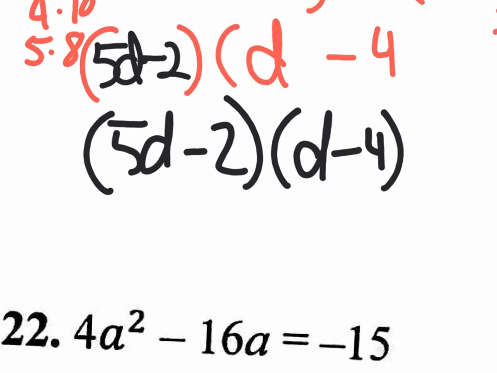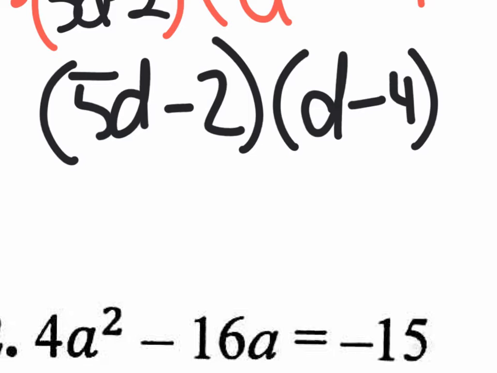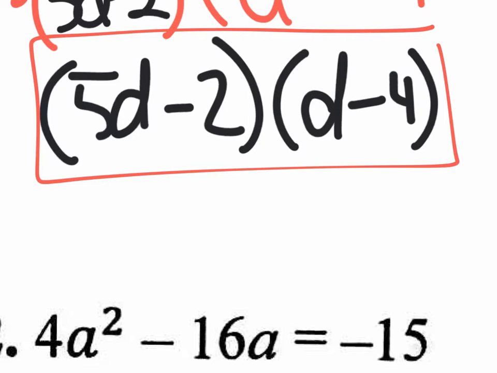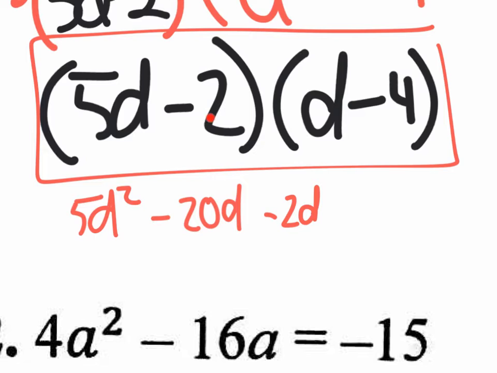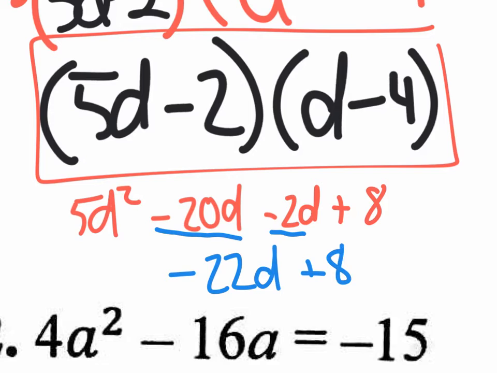Let's say you had some time left over in class. What you could do is distribute, right? 5d. So this is your answer. But if you distribute 5d times d, that'll be 5d squared. If you distribute 5d times negative 4, that'll be negative 20d. And if you distribute negative 2 times d, that'll be negative 2d. And last but not least, negative 2 times negative 4, that's going to be a positive 8. So if I combine the two middle terms, I will get negative 22d plus 8 at the very end and a 5d squared out in front.